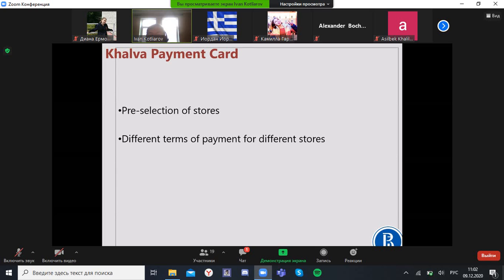So, ladies and gentlemen, it is not only a payment card, it is also a marketing tool, so to say, because it is a kind of loyalty card. Because if you have a Halva payment card, you will try to go to stores which participate in this program. So it is not only a financial card, but it is also a loyalty card, if you understand what I mean. Guys, is it clear to you? Yes. Okay, great.